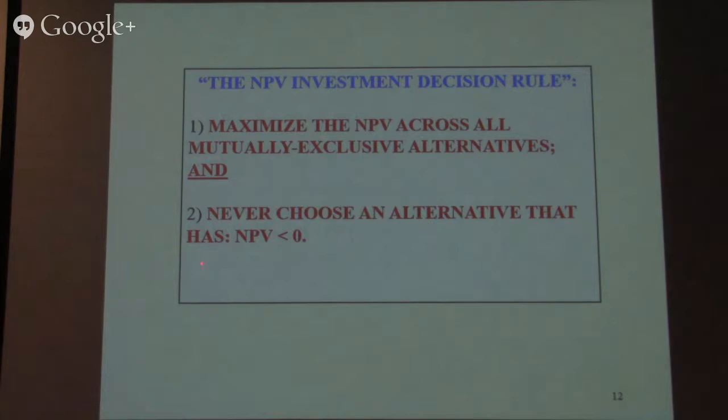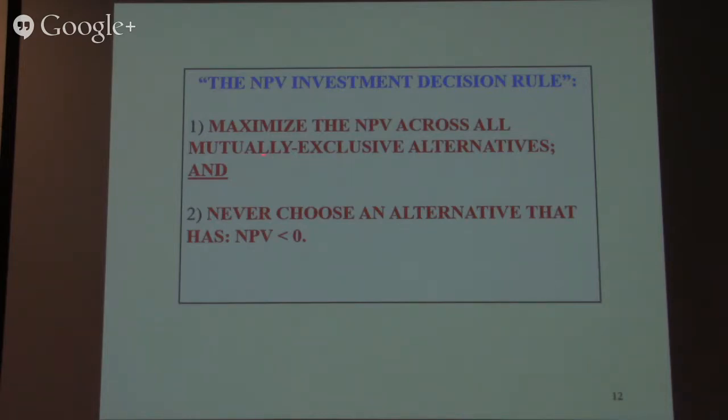Actually, this second rule is just a corollary of the first rule, because in principle you can always do a zero NPV investment by just buying something at market value, or putting your money in a money market fund. That's zero NPV. Not going to get much return, but it's also not much risk, and it's zero NPV. So you can always do that with your money.